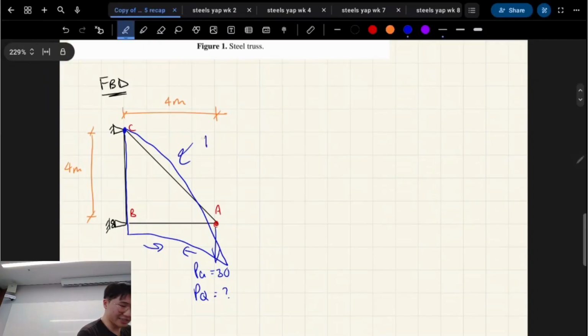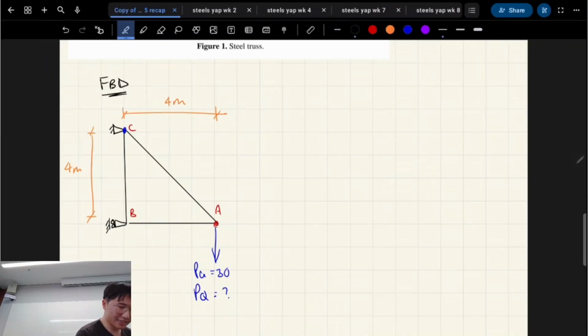So you would expect to see tension in this diagonal member, and you'd expect to see compression in this member. This one, I haven't done the problem, but I'm pretty sure it's tension. The thing about that one is it's not going to be the critical one. Yeah, I'll just say it like that. Okay, cool.